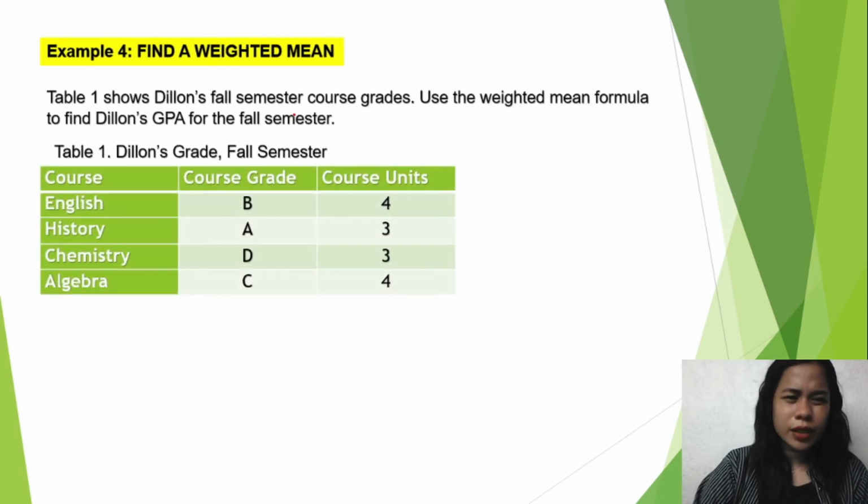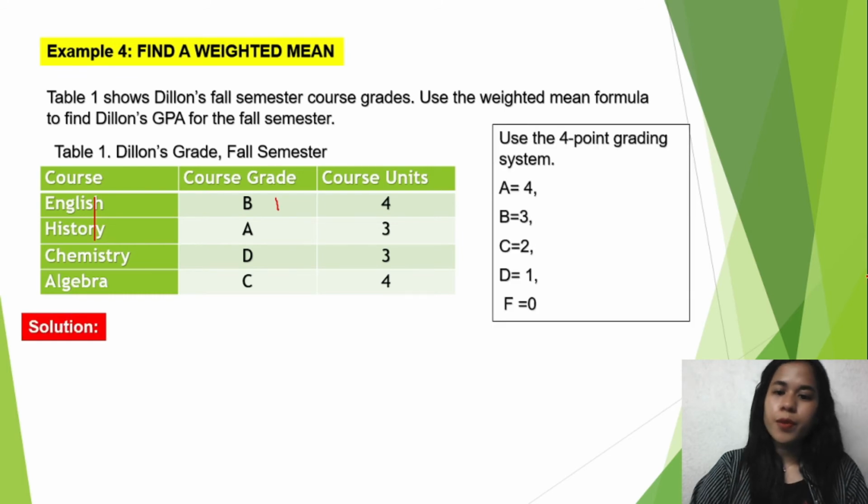In table 1, it shows Dillon's fall semester course grades. Then let us use the weighted mean formula to find the GPA of Dillon for the fall semester. So ito yung course. We have the course grade. We have the course units. With respect, yung A, B, C, and D, meron siyang specific na value kung ilan ba yung grade niya. So use the 4-point grading system. So for A, we have 4.